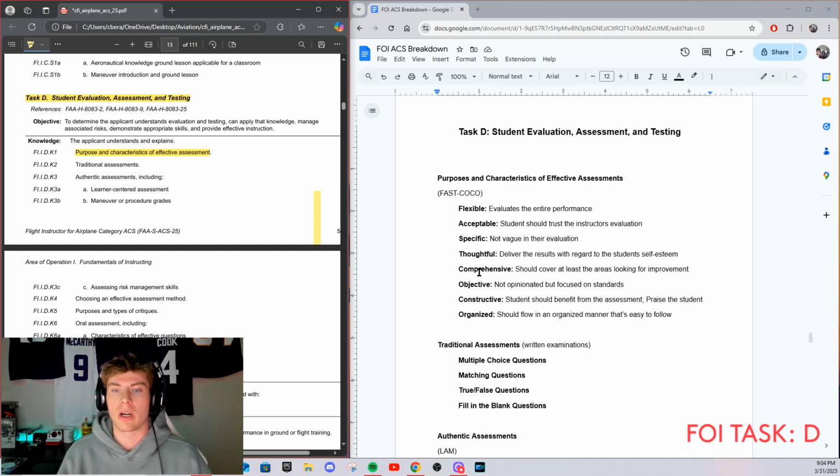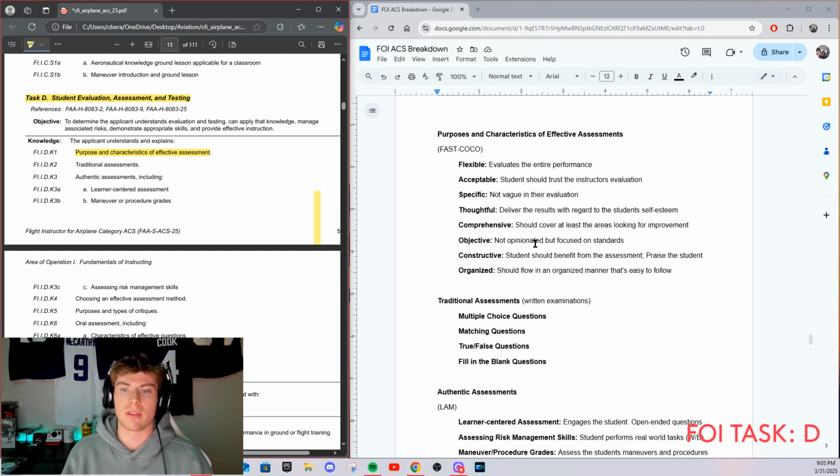Comprehensive. It should cover at least the areas looking for improvement. So for a whole maneuver, give them not just the one thing they did wrong, but like, I need you to do these, and these, this, and this. That's what I want to see out of your performance in the future. Objective. Your evaluation is not all opinionated. It also focuses on the ACS standards. And then constructive. The student should benefit from the assessment. Obviously, we want to give them positive feedback or feedback that will help them in the future. You want them to get better.